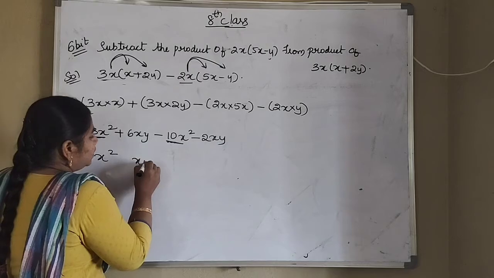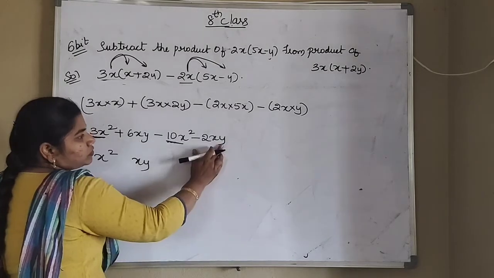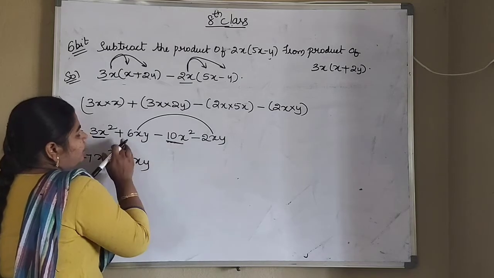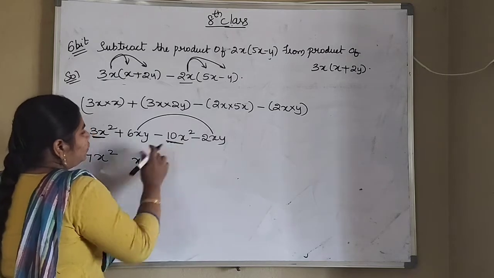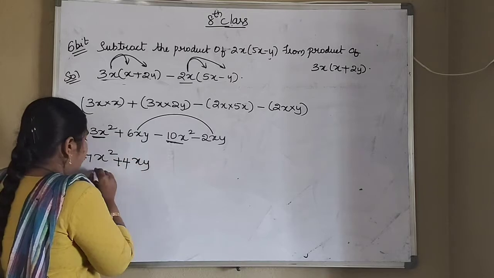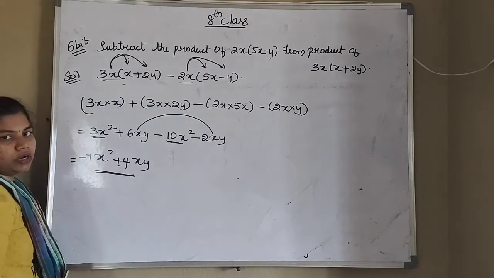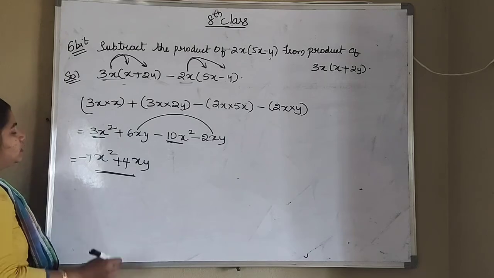Now the xy term you see. This is xy, this is also xy. So these two are like terms. So plus 6 minus 2 will be how much? Plus 4. So what is the result here? Minus 7x square plus 4xy. So this is our sixth bit.